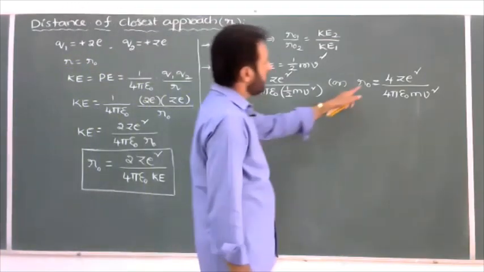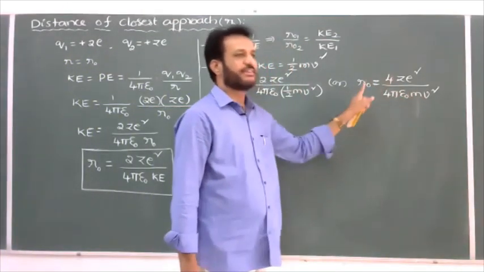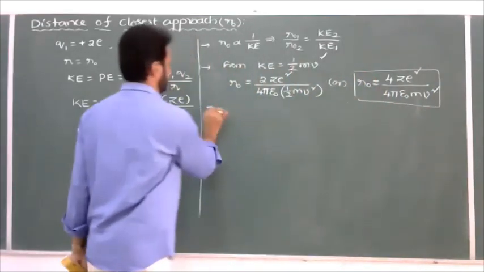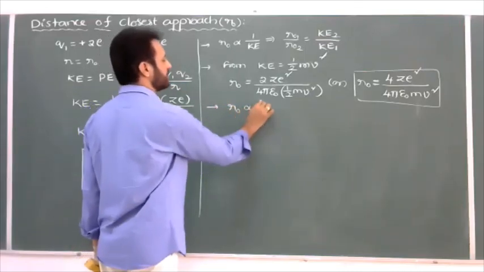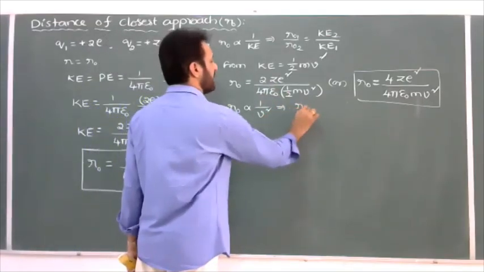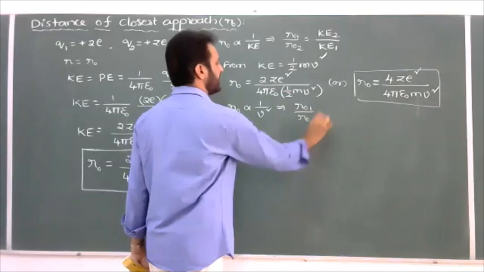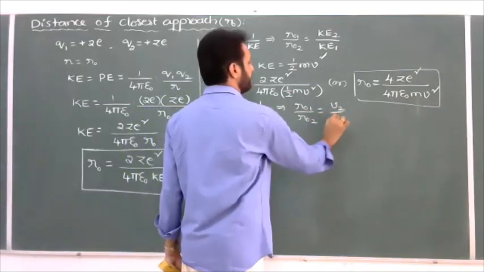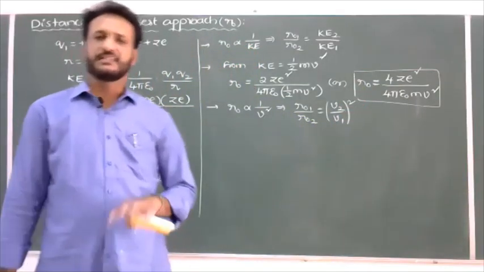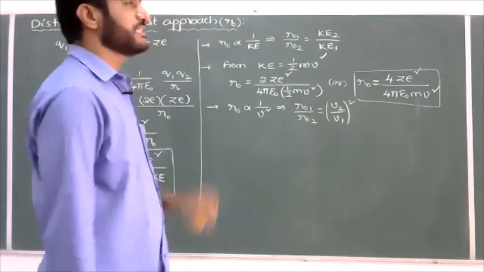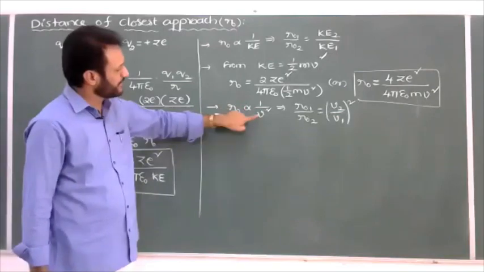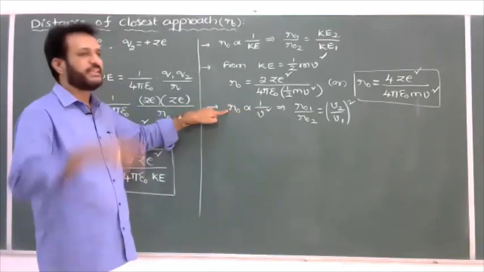Here check how R naught and v square are related: inversely proportional. So we can write one more formula. From this formula, R naught is inversely proportional to square of the speed of the alpha particle. That implies R naught 1 by R naught 2 is equal to V2 by V1 whole square. By keeping all the parameters constant, distance of the closest approach is inversely proportional to square of the velocity of the alpha particle. If the alpha particle moves with more speed, then the distance will decrease.